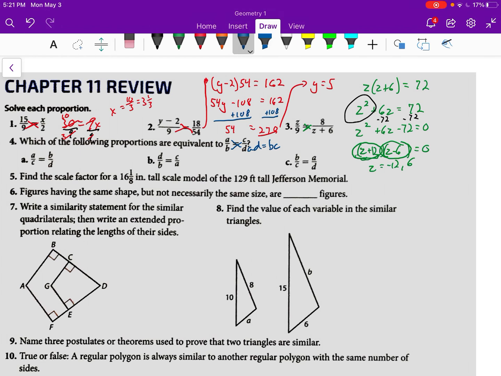Now, if any of these other choices, A, B, or C, is equivalent to A times D equals B times C, then they are the same. So let's cross multiply. We got AD equals CB or BC. Well, that's the same as our original here, so that's a yes. Next one, we cross multiply. It says D times A, but we can put it in order. AD equals B times C. That is also a yes. It's the same as this one up here. The last one, we have BD equals AC. Is that the same as the original? It's not. So this one is not equivalent. So just A and B.